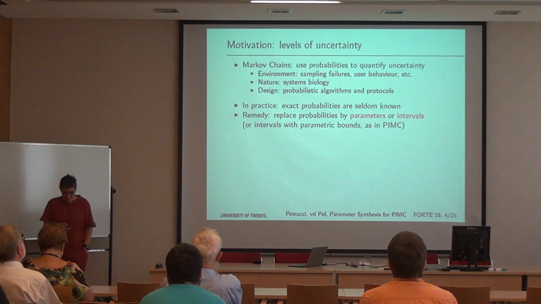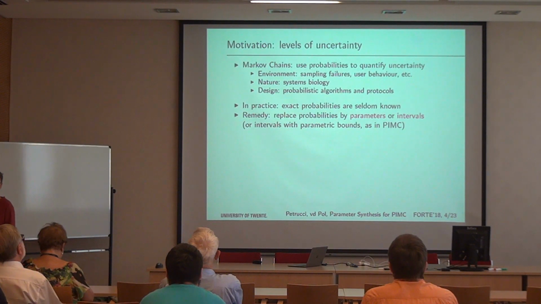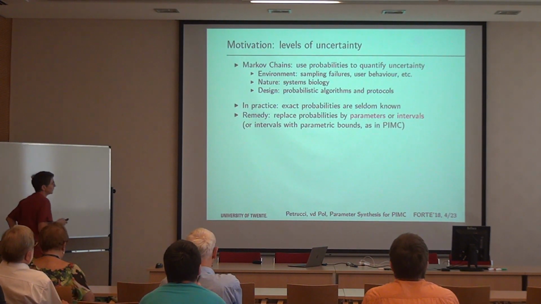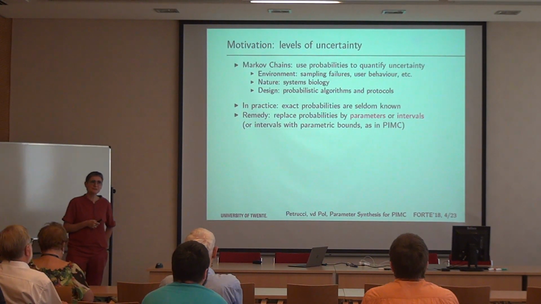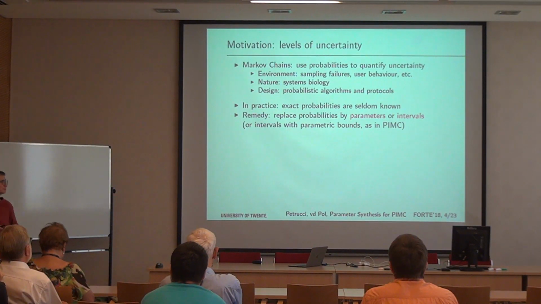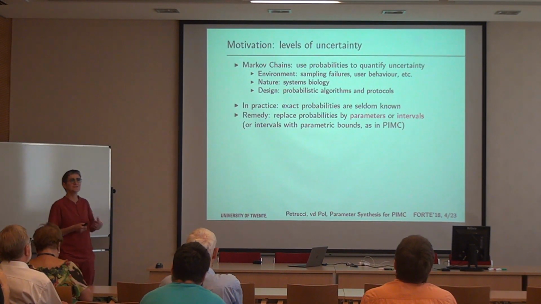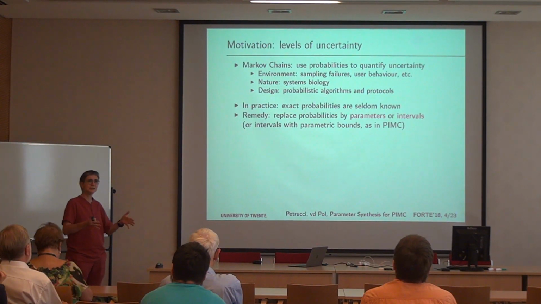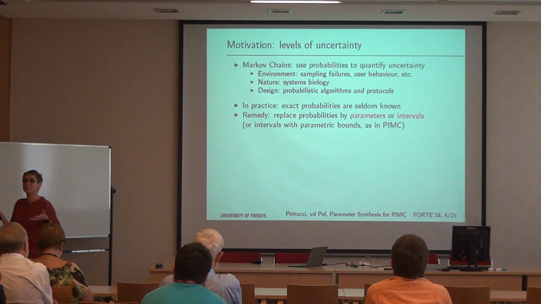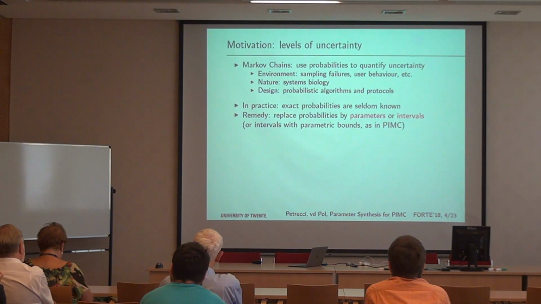But in practice, the exact probabilities are generally not known. You don't know whether it's exactly one value or roughly one value. Therefore, a possibility is to replace these probabilities with intervals, or intervals with parametric bounds, as in parametric interval Markov chains. So instead of saying, I know that to go from that state to that other state the probability is one half, you would say, I know that the probability is in between two bounds, within an interval.